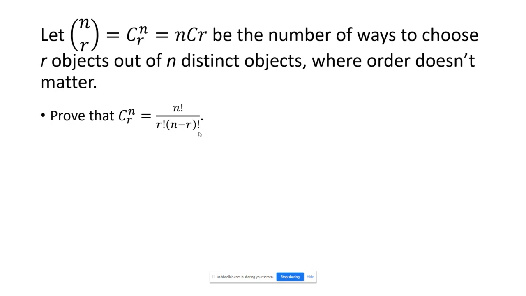Yeah, so we could think about this as being n factorial over n minus r factorial. So that's the number of ways to pick r objects where order does matter. And then divide that by r factorial. So this would be the number of orders of the r objects that we chose.